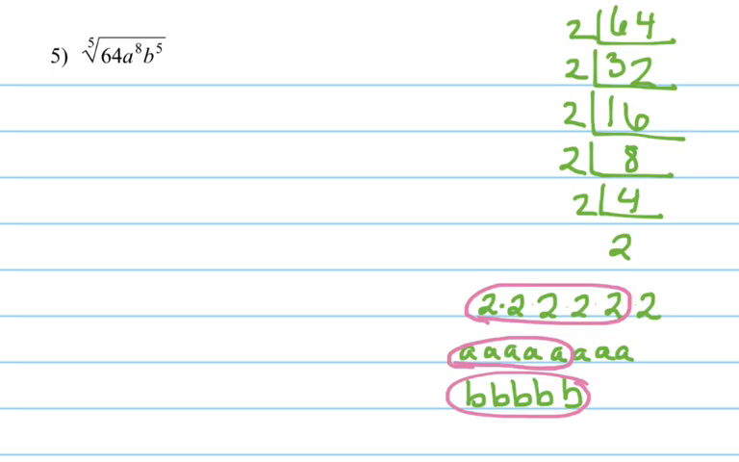So when I have nothing on the outside, there's nothing to multiply out there, I bring out the 2AB, and then I have still a fifth root radical. I have a 2 left behind and 3 of the A's, and that is my answer.